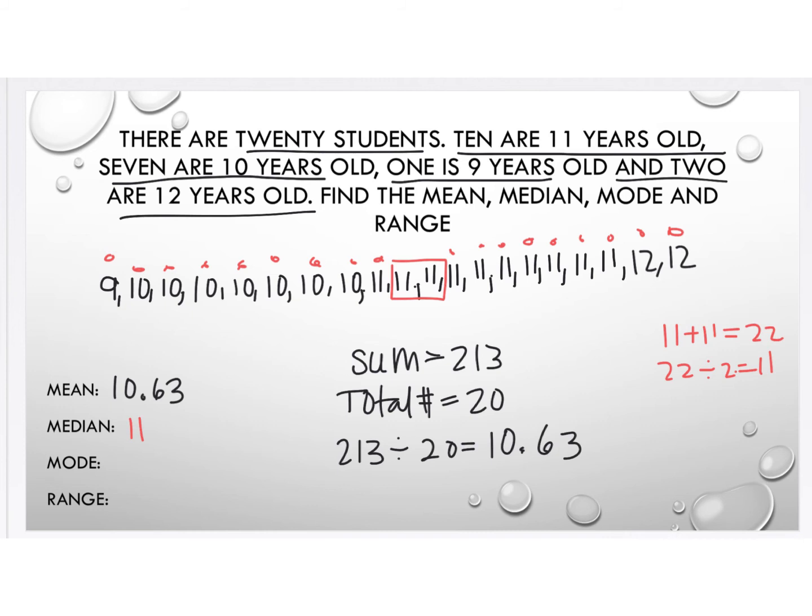Next is our mode, so which number occurs the most. We can kind of see that from reading the scenario, but you can also look at the data that we wrote out, and you can see 11 was written the most because there were 10 11-year-olds. So 11 would be our mode. And then our range, we're going to look for our smallest and our largest number, so 12 and 9. And we are going to subtract 12 minus 9 to get 3, which is our range.